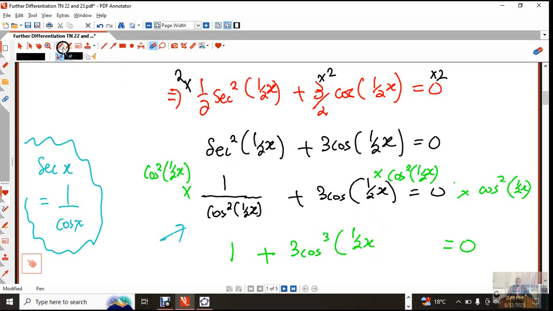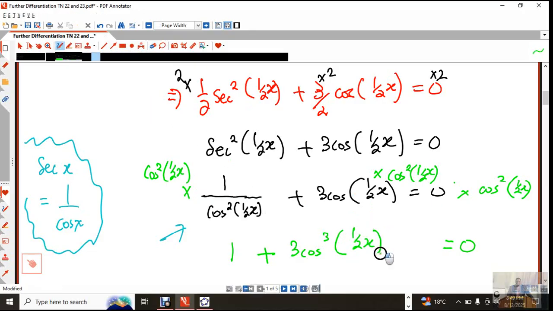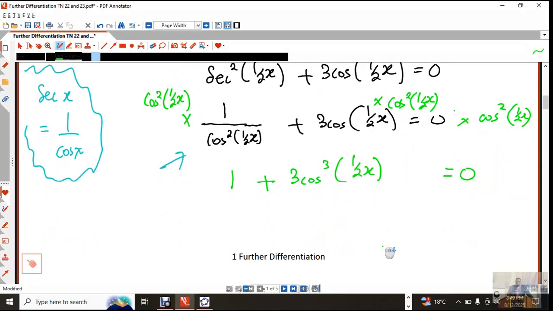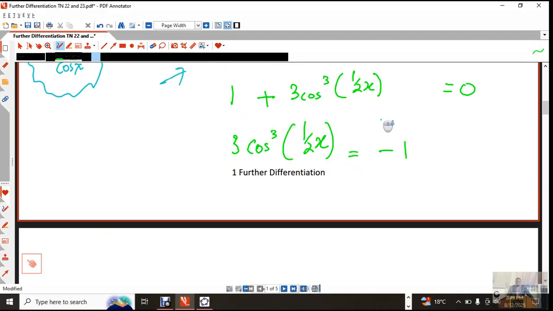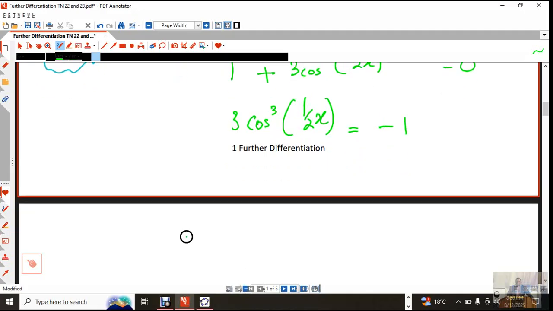We nearly are where we need to be. The idea is to isolate. So I'm going to say this is cos of a cube of half of x. Right? I have my 3 over here. It's negative 1 if you subtract both sides by 1. Then cos of a cube of half of x equals that negative 1 divided by 3.